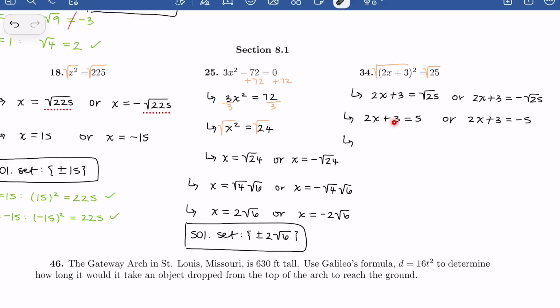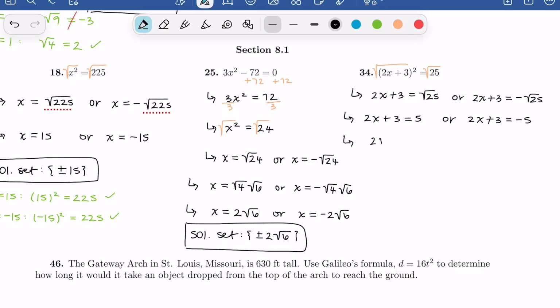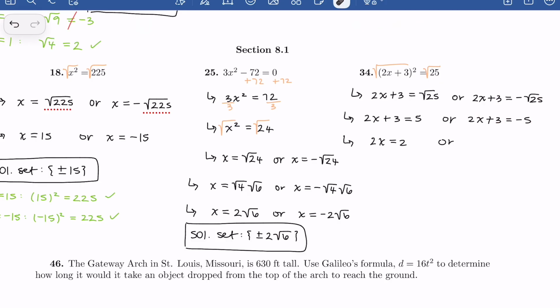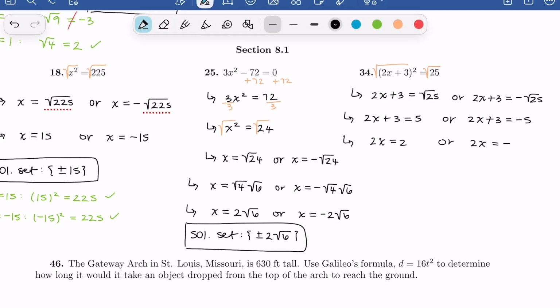I'm going to subtract 3 on both sides of my equation here. This is going to give me 2x is equal to 2. And on this other equation here, I'm going to subtract 3 on both sides. This is going to give me 2x is equal to negative 8. So we'll go ahead and continue on.